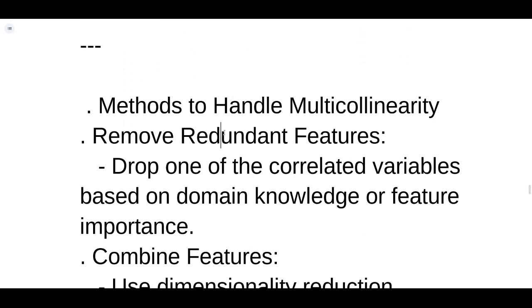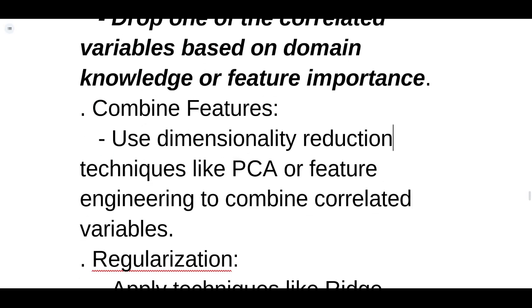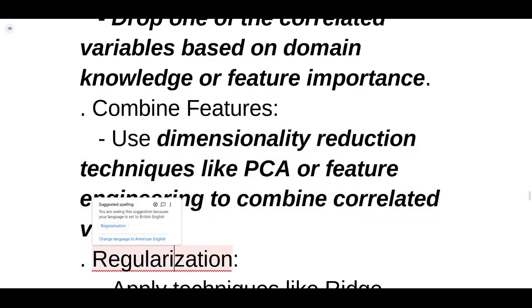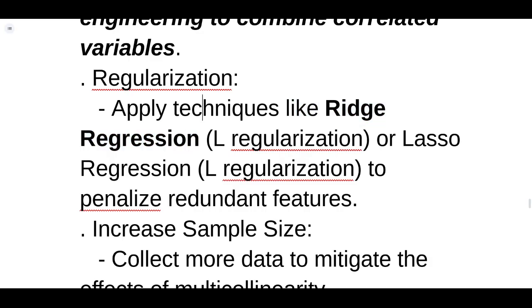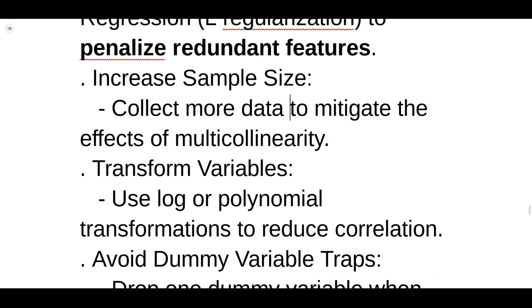Methods to handle multicollinearity: remove redundant features, dropping one of the correlated variables based on domain knowledge or feature importance. Combine features: use dimensionality reduction techniques like PCA or feature engineering to combine correlated variables. Regularization: apply techniques like ridge regression or lasso regression to penalize redundant features. Then increase sample size: collect more data to mitigate the effects of multicollinearity.